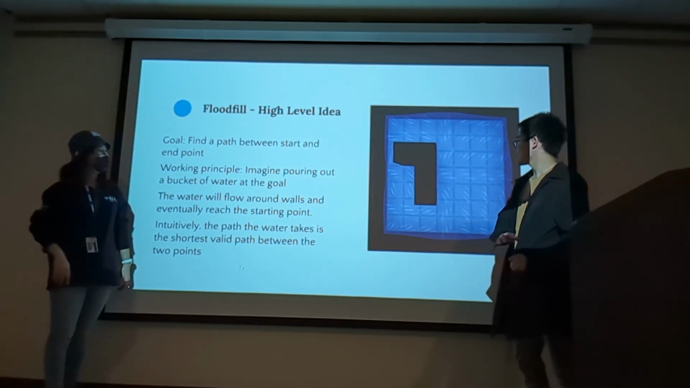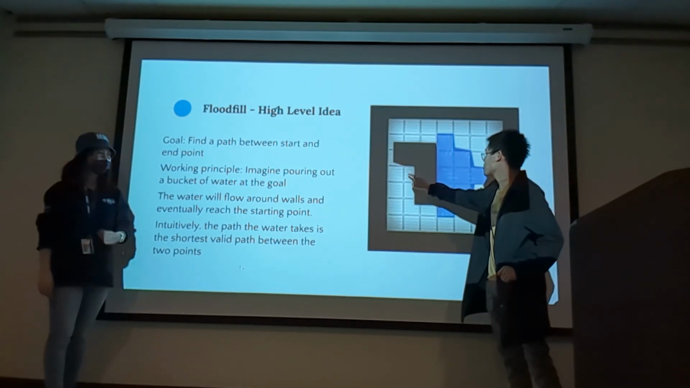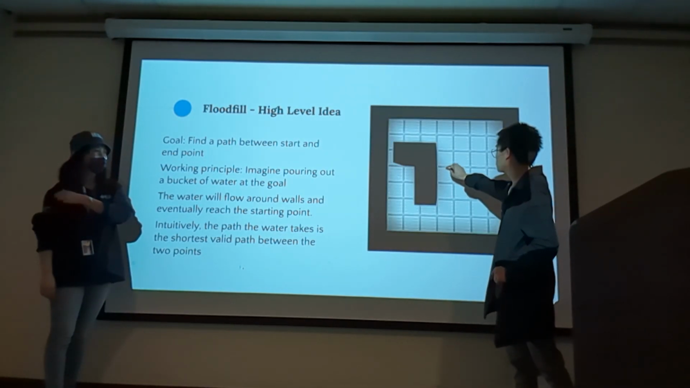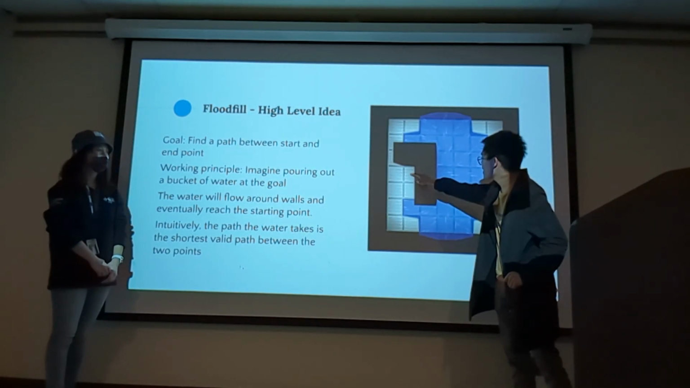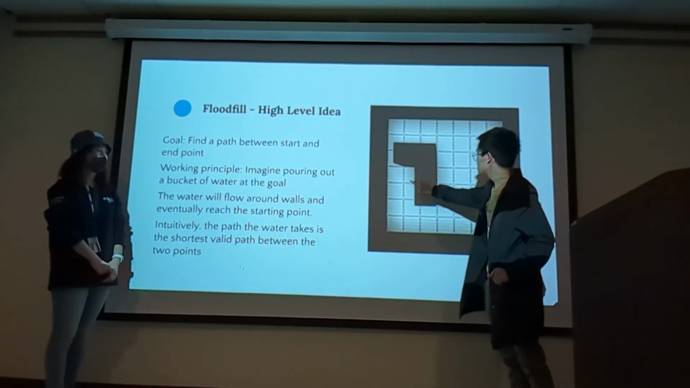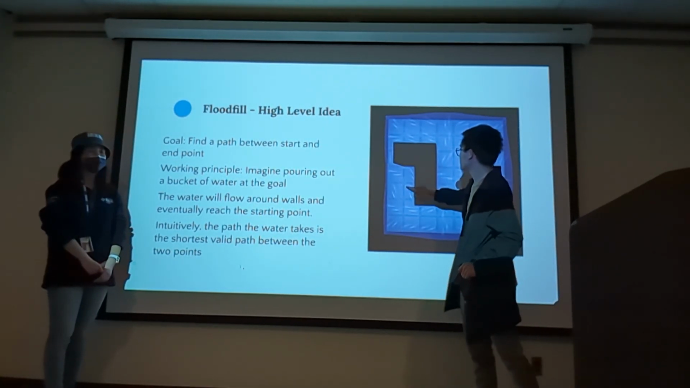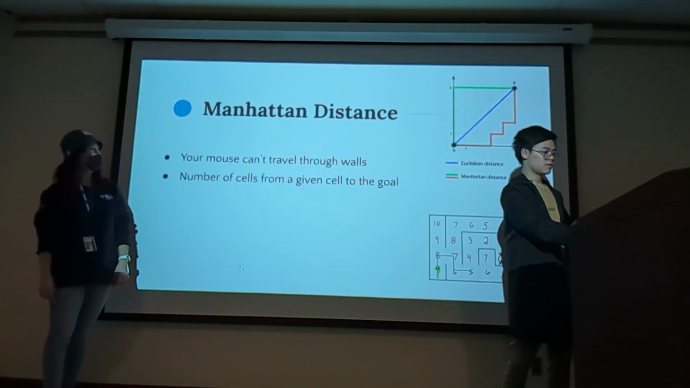So hypothetically, if we wanted to see the shortest path from here to here, we would see which path the water gets to first. The first path that gets to it is here, and after that is here. So the quickest path is through here, and the second quickest path is through here.